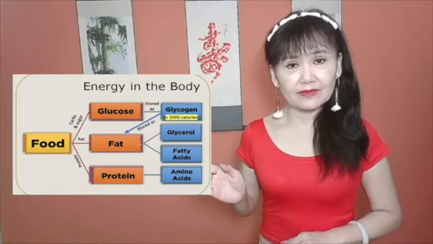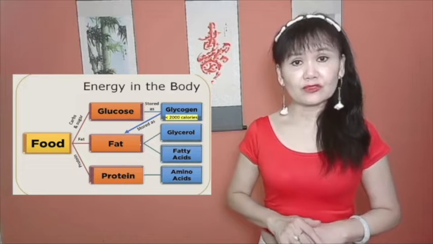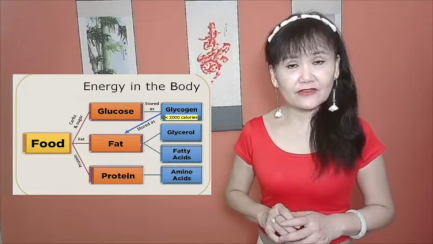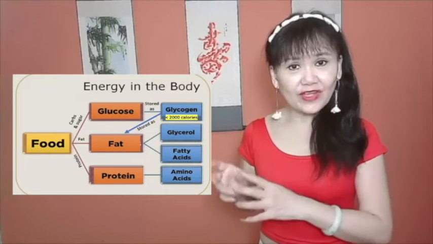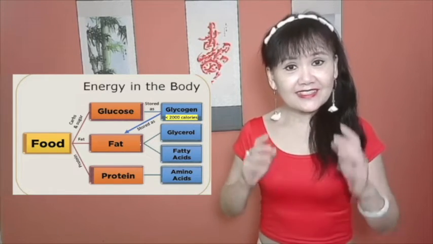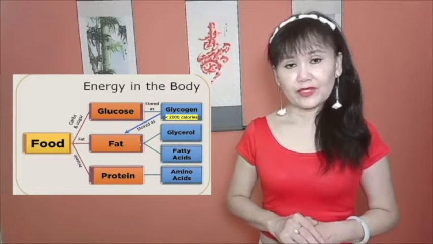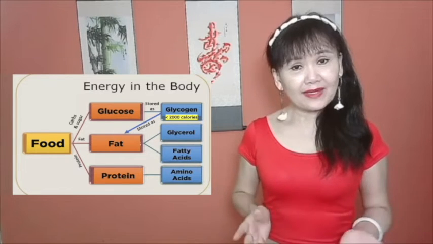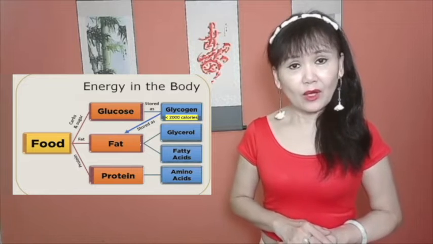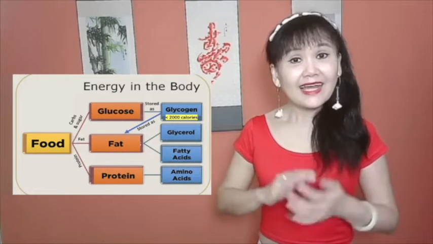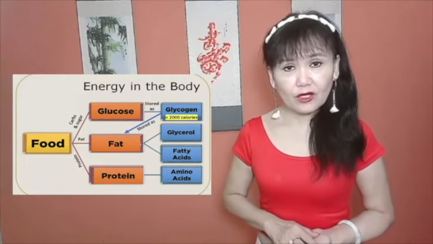Let's follow this diagram. When food breaks down and becomes glucose, glucose will trigger insulin. The function of insulin is to move the glucose from the bloodstream and store it inside the cells of liver and muscles. The glucose will be stored as glycogen, but glycogen has a limit below 2,000 calories. Once this limit is filled, glycogen will be converted into fat. This is the path of glucose.